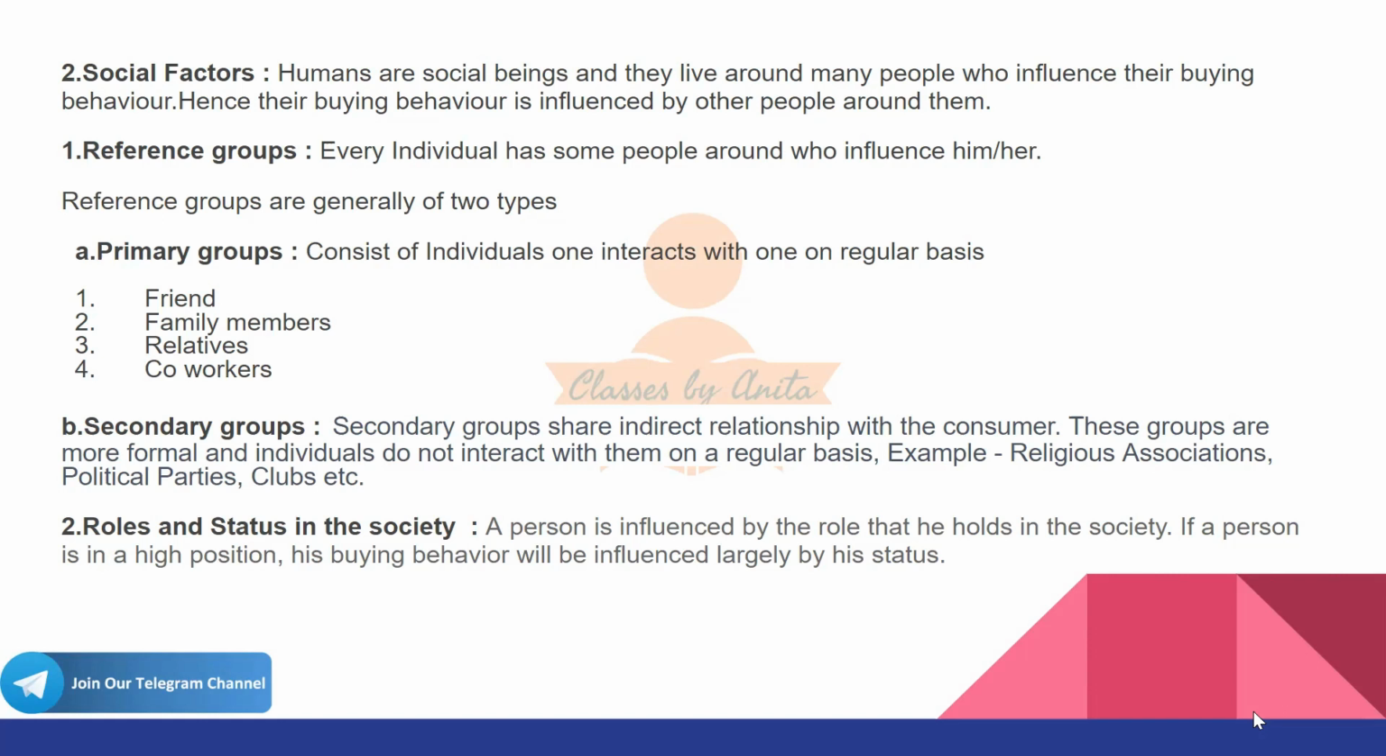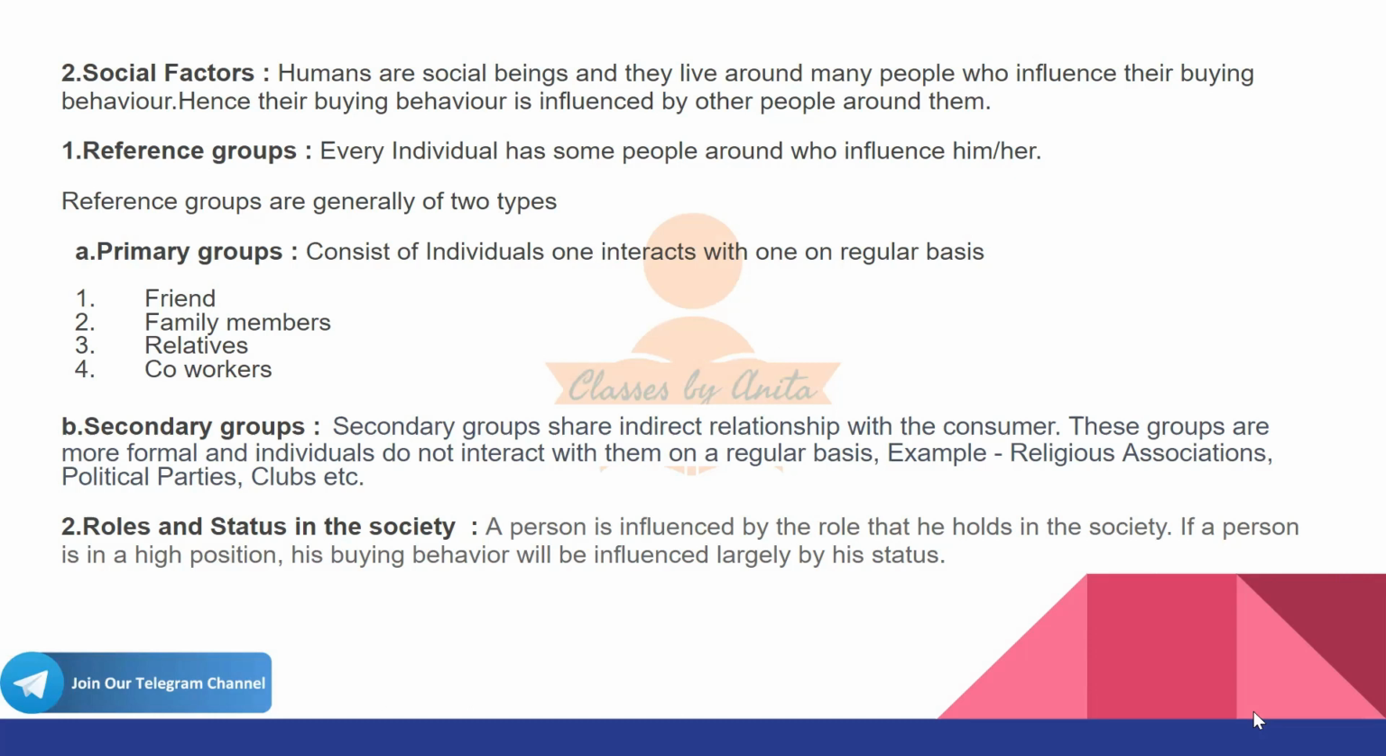Every individual has some people around who influence him or her. Reference groups are generally of two types. Primary groups consist of individuals one interacts with on a regular basis, that is, friends, family members, relatives, and co-workers. Next is the secondary group. Secondary groups share an indirect relationship with the consumer; these groups are more formal, and individuals do not interact with them on a regular basis. Examples are religious associations, political parties, clubs, etc.